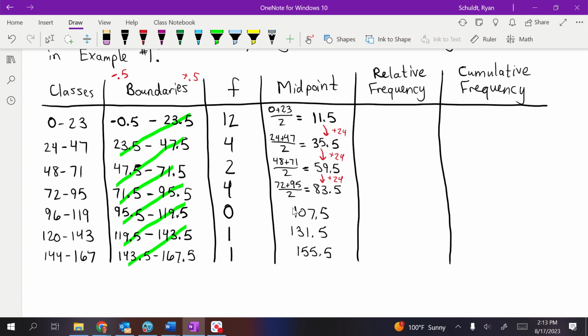Okay, relative frequency. Well, to do relative frequency, I need to sum up the frequencies here. So how many do I have in total? If I add these up. Yep, it is 24. Okay, so for relative frequency, I'll take the frequency divided by my total. So 12 divided by 24 gives us 0.5. 4 divided by 24. Let's round to 2 decimal places.